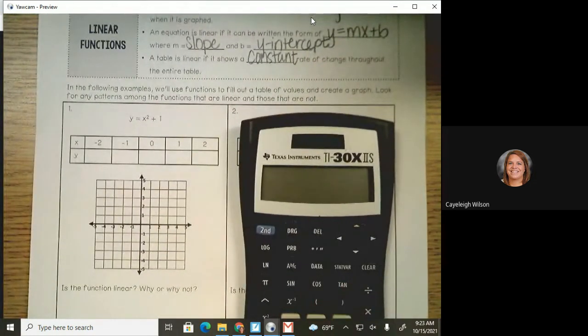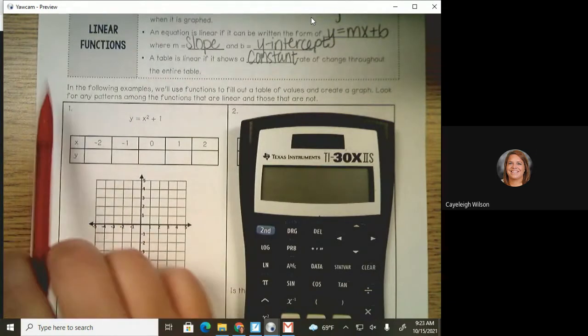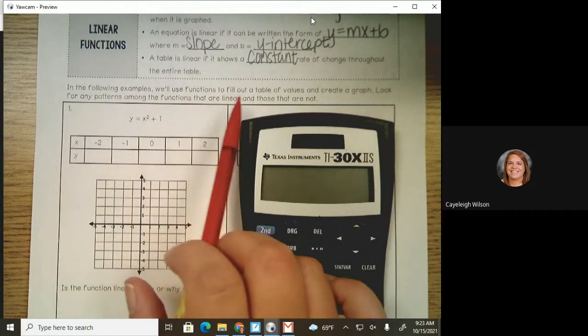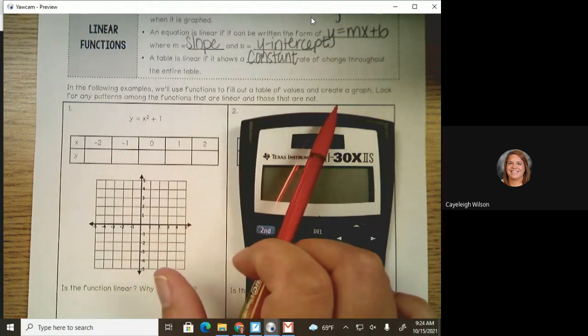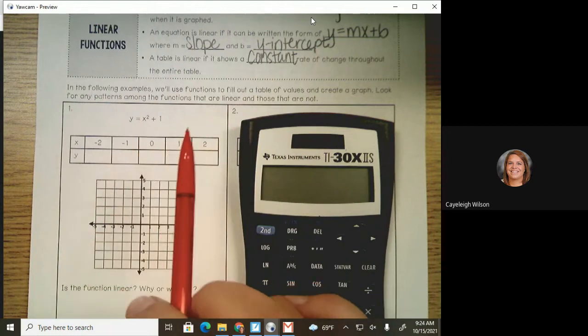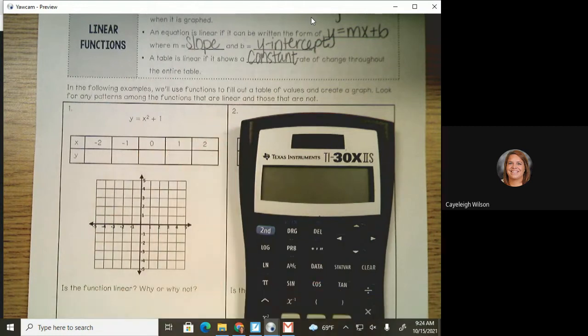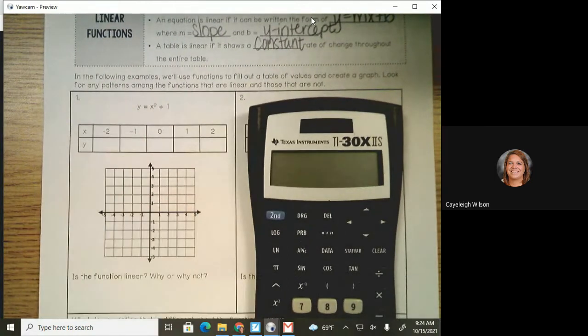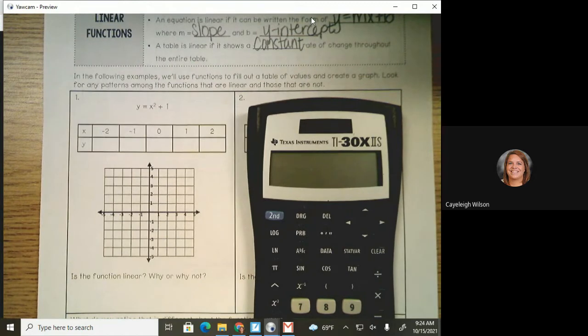Okay. All right, it says, in the following examples, we'll use functions to fill out a table of values and create a graph. Look for any patterns among the functions that are linear and those that are not. So the first thing that we're going to do is fill in the table that they gave us. And we're going to do a little calculator practice here. And I'm going to give you some tips for your calculator.